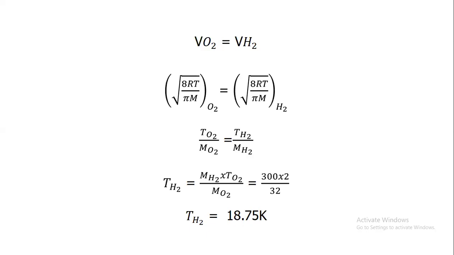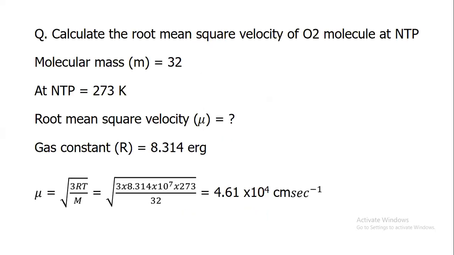So substituting the values of mass of hydrogen, molecular weight of oxygen, and temperature of oxygen, we can get the temperature of hydrogen as 18.75 Kelvin.